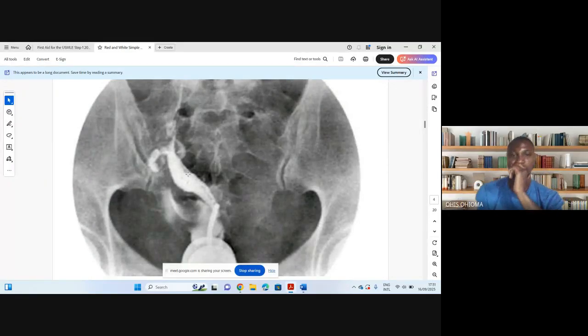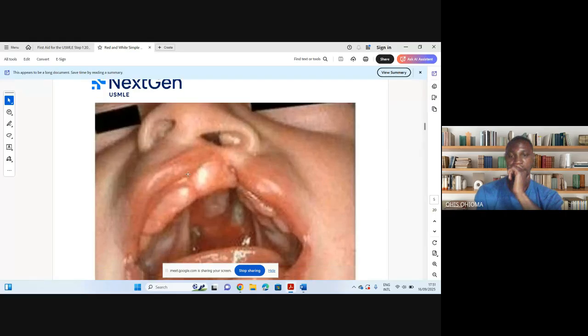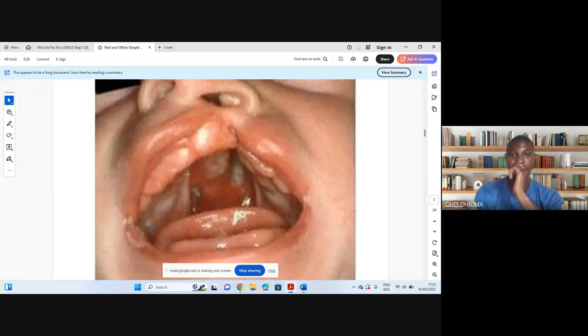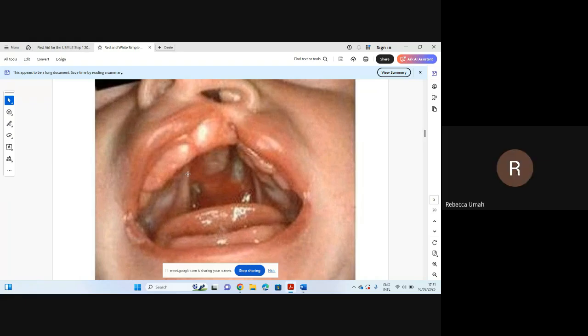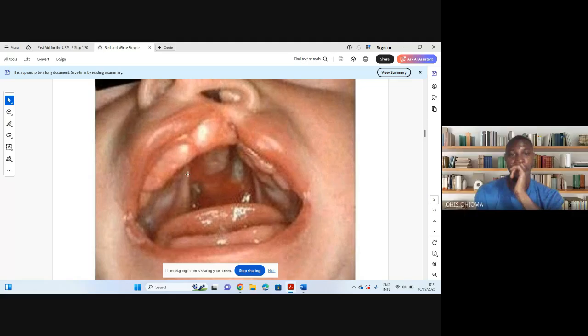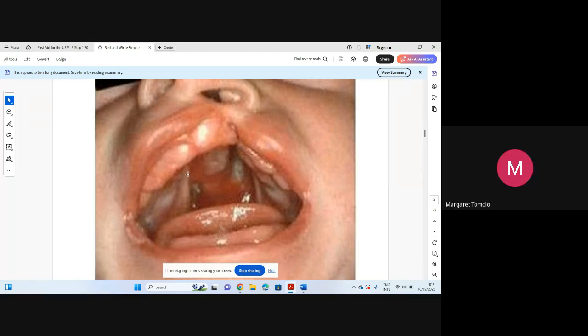So go to the next one. Can you tell me what pathology you can see here? Cleft lip and cleft palate both. Good. So this patient has cleft lip and cleft palate. Now, what teratogen do you think the mother would have been exposed to that would cause this patient to have cleft palate and lip?